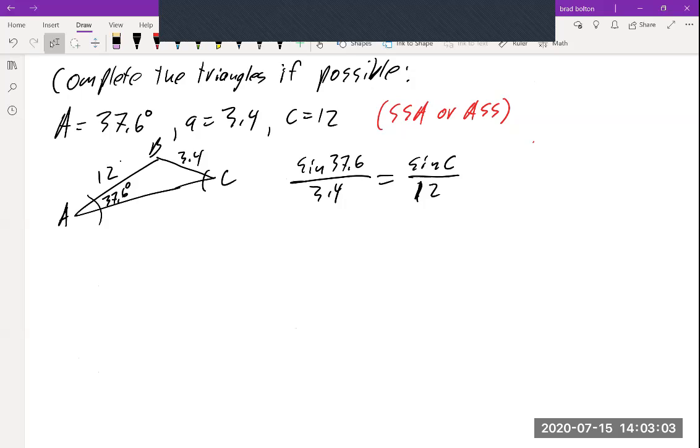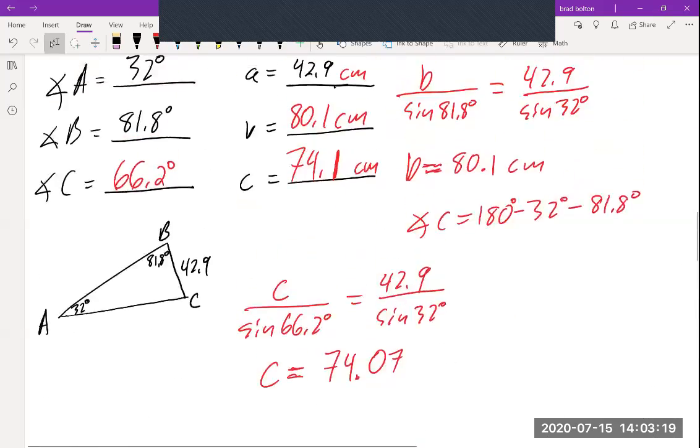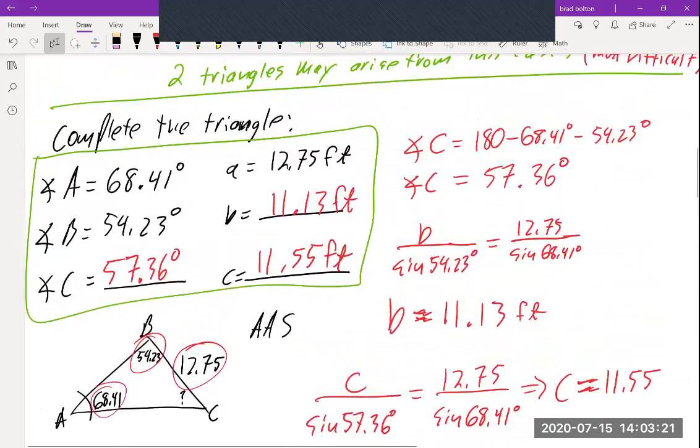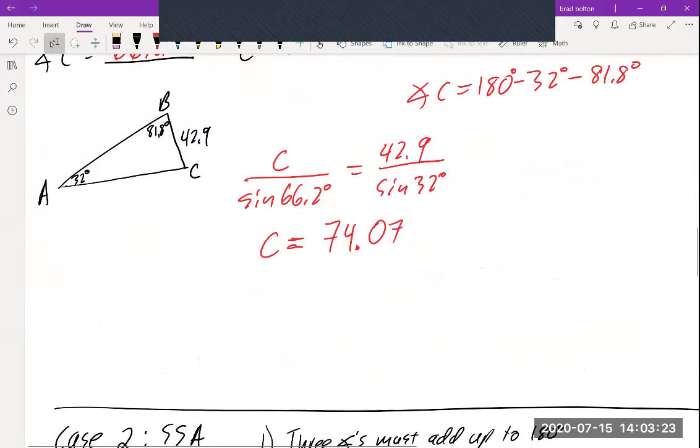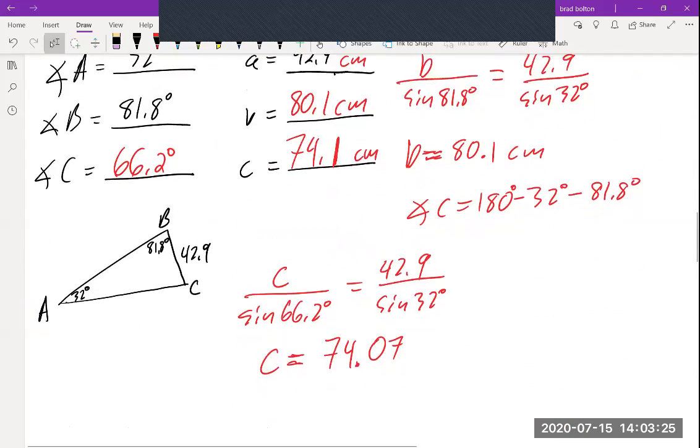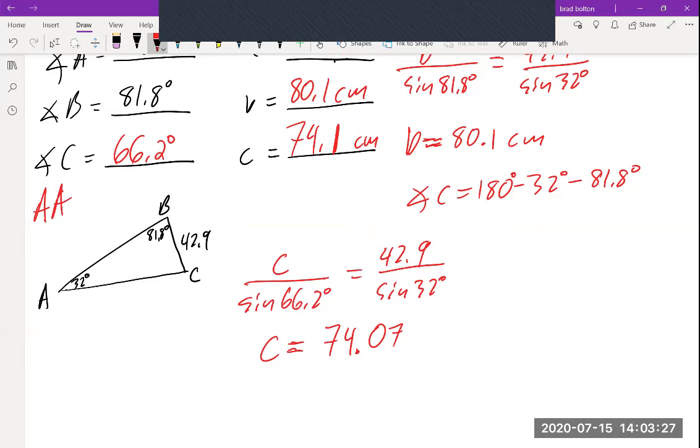So let me take a look at this one. We have an angle and then a side and then a side, okay? So this would be angle, side, side, or side, side, angle. So this is different than this one, which was angle, angle, side. So we're given 2 angles in this one. This one would be angle, angle, side.